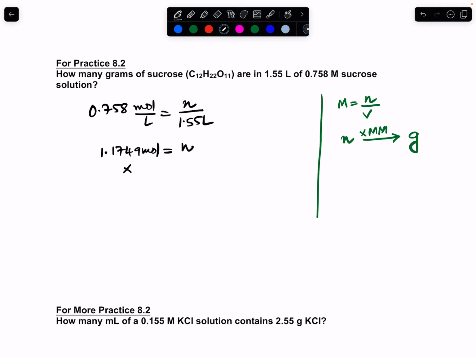All right, now if we use this relationship, number of moles times molar mass, we multiply with the molar mass of sucrose, which you have to calculate. If I calculate it, I get 342.296 grams per mole. Okay, so if I multiply the number of moles with 342.296 grams per mole, it ends up being 402.